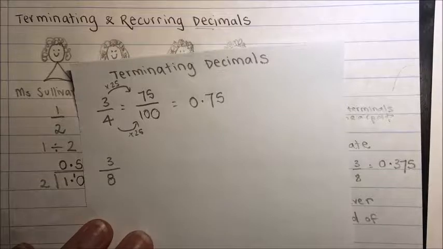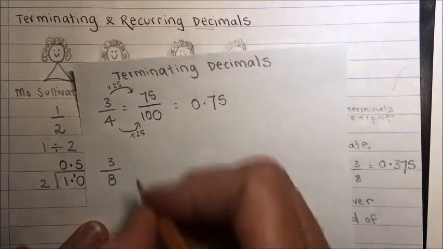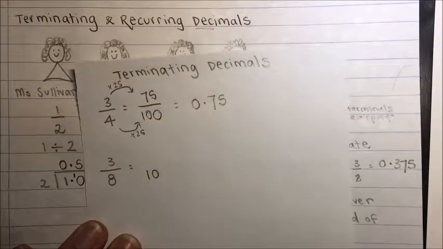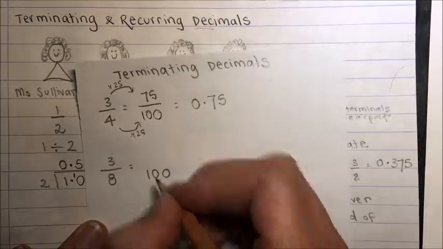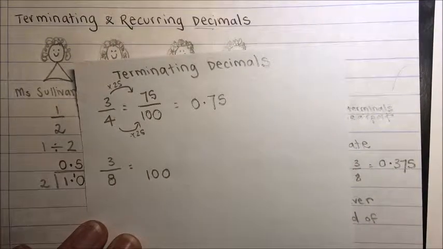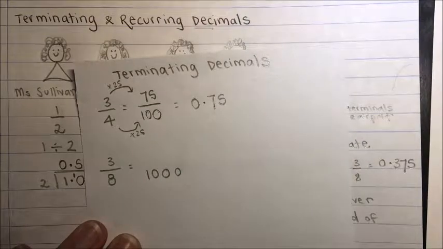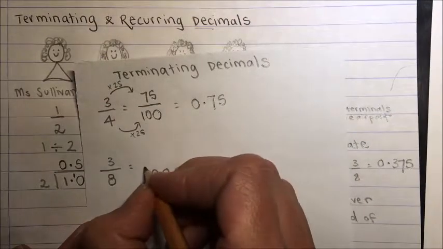Let's have a look at the next one, which is 3/8. So can I create an equivalent fraction with 10? Nope. 10 to the power of -2 with 100? Nope. What about 10 to the power of -3 with 1,000? Well, I know that I can.